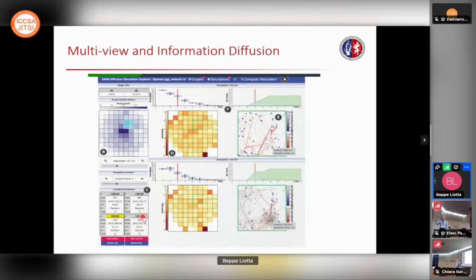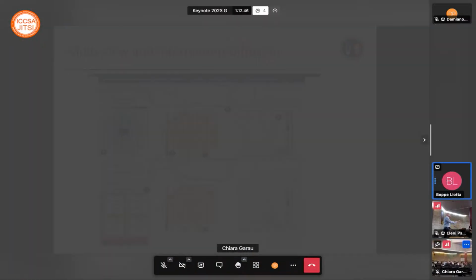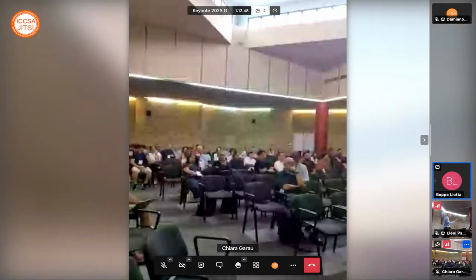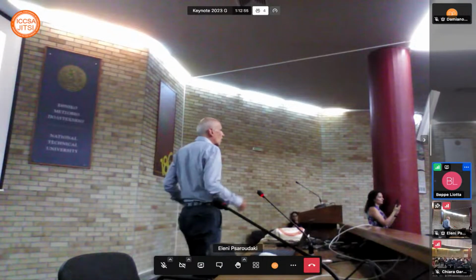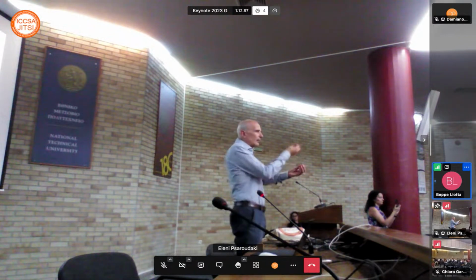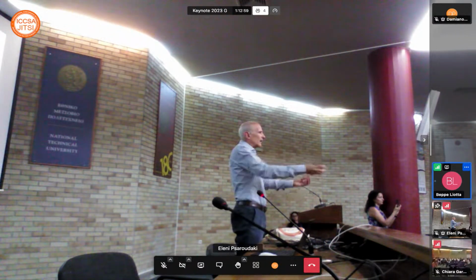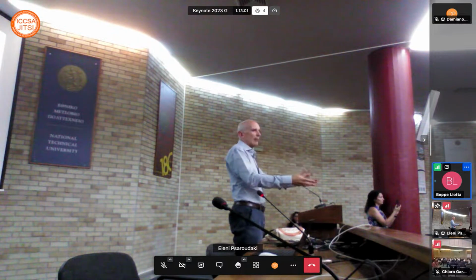And here you have different visualizations of the phenomenon. For reasons of time, I have the movie for this, but I'm skipping details. If you're interested, I'd be very happy to tell you more about this. But it gives you the idea that you can have multi-view for more advanced skills. Here, the users are algorithm engineers who want to simulate the planting of the seeds in different nodes of the network and see what happens.